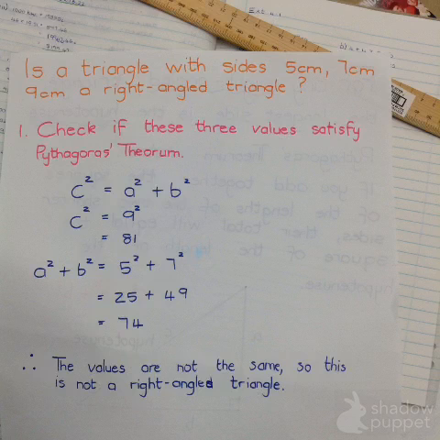We square them. 5 times 5 is 25. 7 times 7 is 49. We add them together and we get 74. So when we square our sides, we get 74. And if we square our hypotenuse, we get 81. Therefore, this is not a right-angled triangle. And that's what you need to write.